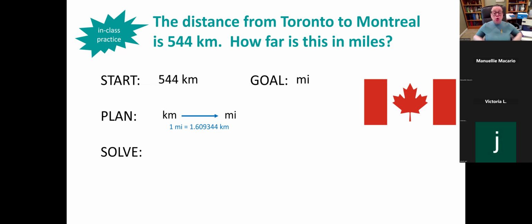Okay, so we've identified where we started, where we're going. We've got a plan to get there. We need to solve it now, right? So we're going to do the same thing again. Every one of our arrows is a multiply by 1 step, right? So in ours, we've only got 1 step. We're going to have 1 set of parentheses. All right, we've got our 544 kilometers at the beginning. Right, now we need to think, where do I want to put my 1 mile? Do I want my 1 mile in the top or in the bottom?